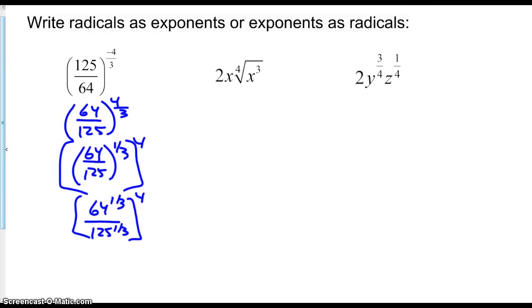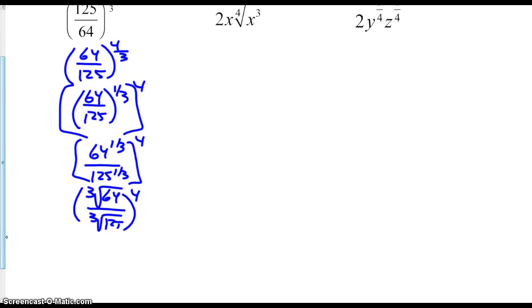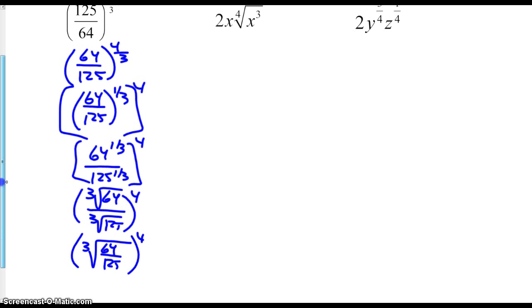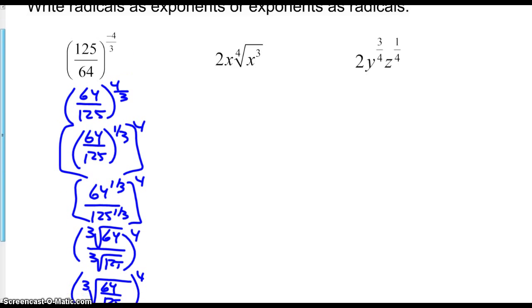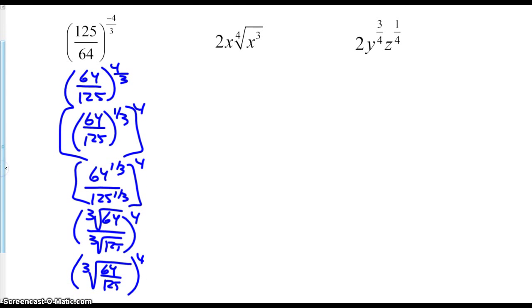Taking something to the 1/3 power is the same as writing as radicals. I'm just trying to write this as radicals here, so I'm not going to solve it. This is the cube root of 64 over the cube root of 125, to the 4th. You could write it like that, or if you wanted to, you could combine it in one further step: one big cube root of 64 over 125 and have all that to the 4th power. Of course, you could also do the 4th inside if you like. We're not actually solving it here. We're not simplifying. We're just writing it in the other format.